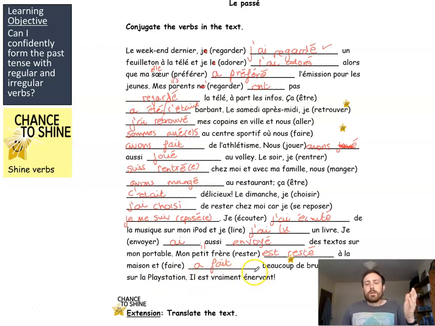Okay, so that is the corrections for that task. I hope you are starting to understand and confidently be able to use the past tense with all its complexities and variables. And I hope that this tutorial has really helped you to get a grip with the past tense.